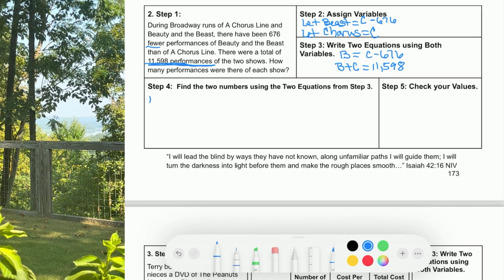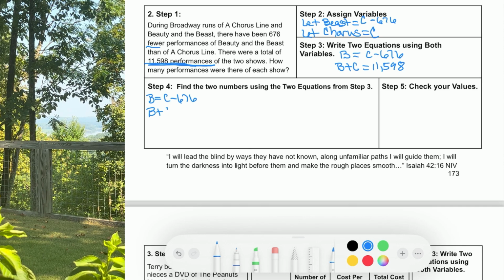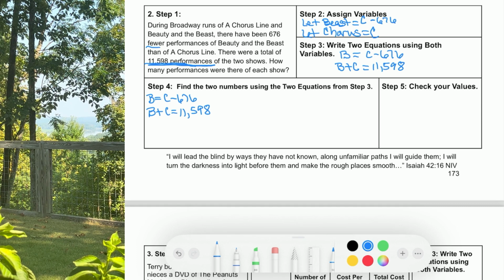I'm going to come over here and rewrite them. B equals C minus 676, and B plus C equals 11,598. All right. The last problem, I used elimination because it made the most sense. This one, substitution makes the most sense because I already have a letter isolated. I have B isolated, and I can just use substitution in the second equation. So that's what I'm going to do.